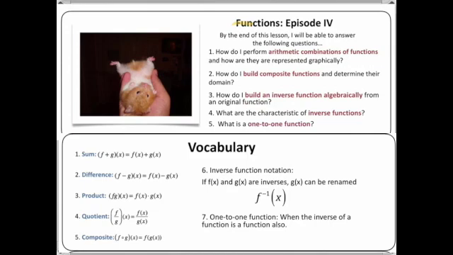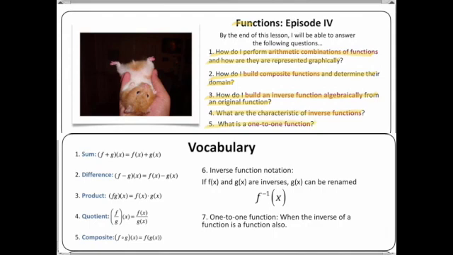So let's take a look at the things that are considered fun to do with functions. We are going to be able to answer the following questions. How do I perform arithmetic combinations of functions, and how are they represented graphically? How do I build composite functions and determine their domain? How do I build an inverse function algebraically from an original function? What are the characteristics of an inverse function? And what is a one-to-one function?